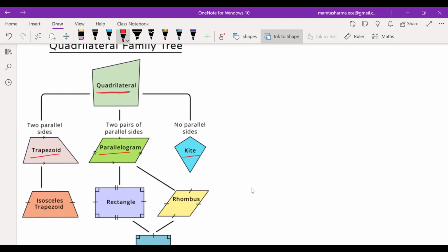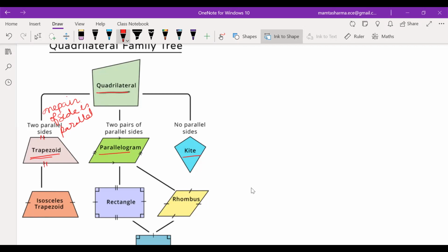If there are two parallel sides, or you can say one pair of sides is parallel, then that quadrilateral will be called a trapezoid, or trapezium. One pair means two sides will come in a pair, this one and this one, so they are making a pair. That's why we say one pair of sides is parallel.